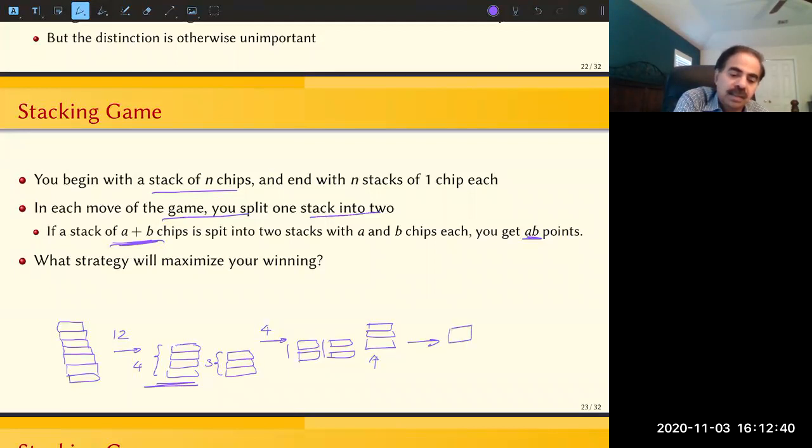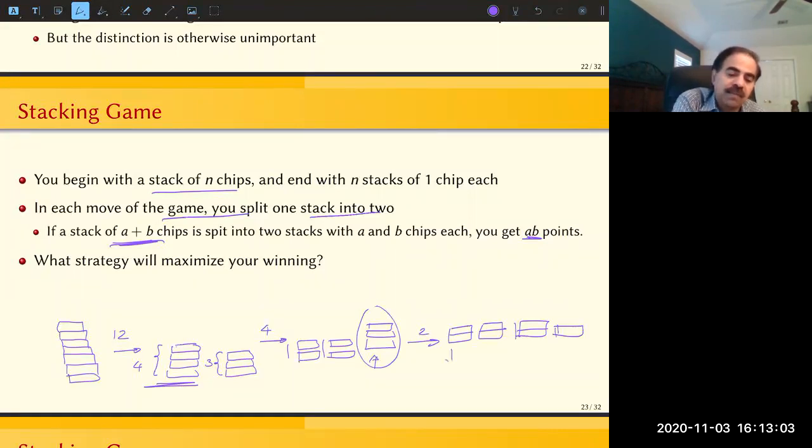And so you have, right. So now you took a stack with 3 chips and made it into 2 and 1. So the points you're going to get is 2 times 1. So you're going to get 2.